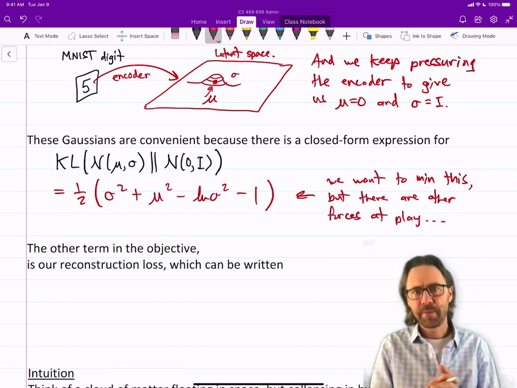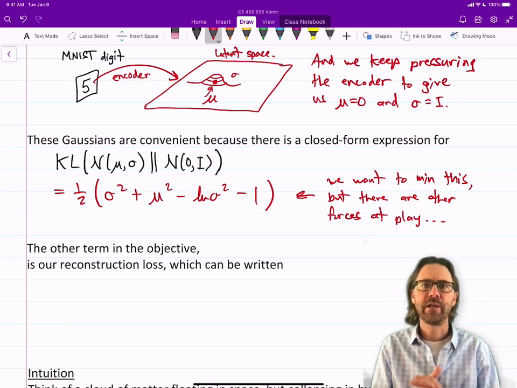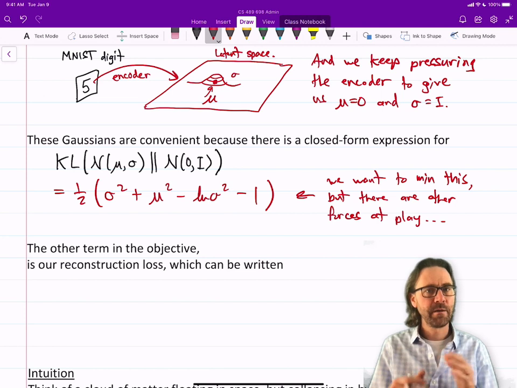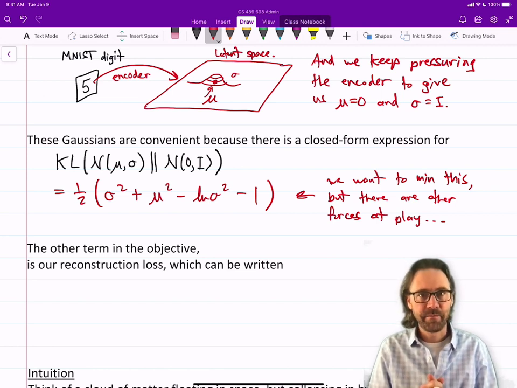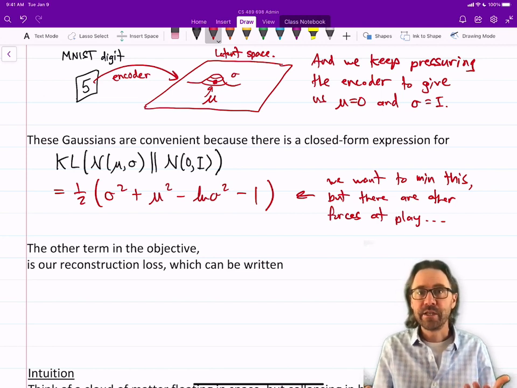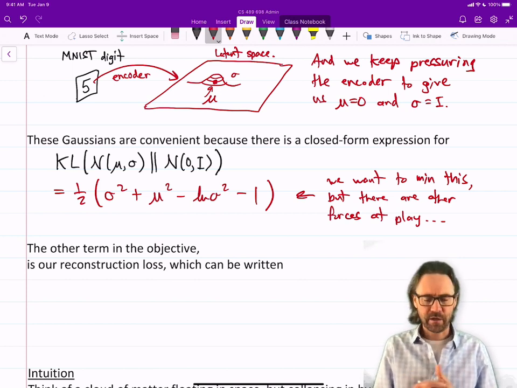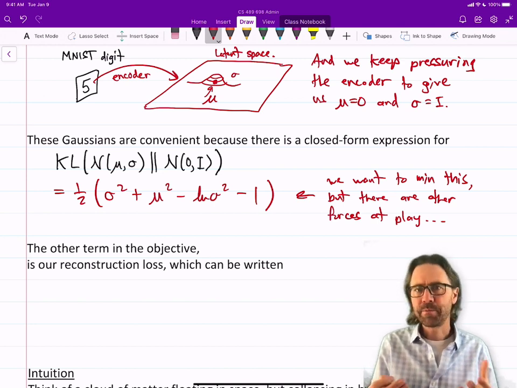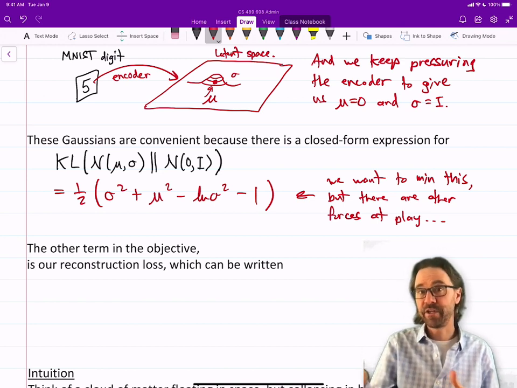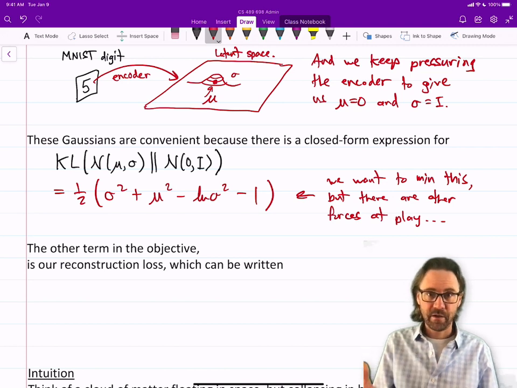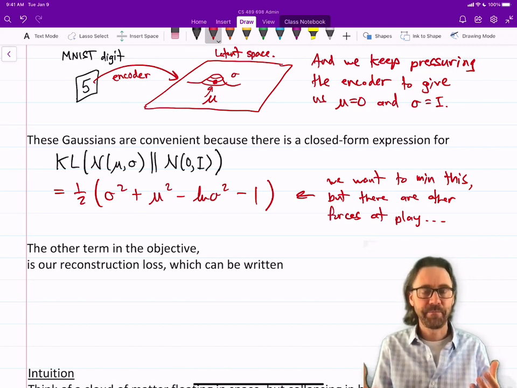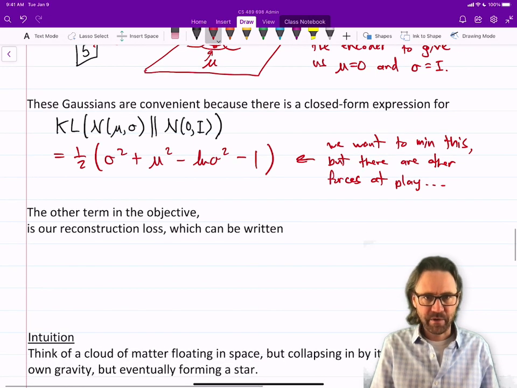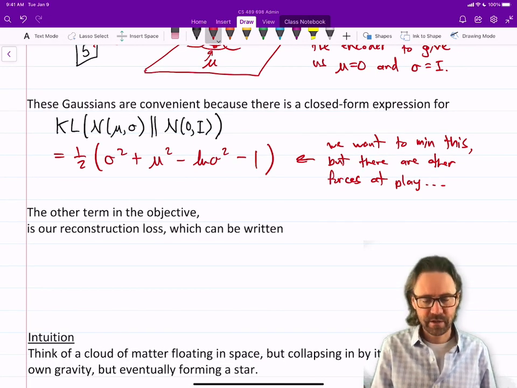Okay, so we want to minimize that KL divergence. We want to push the distribution in our latent space towards the standard normal distribution, but it's not that simple. I mean, that would be pretty easy to do, but we still want our latent space representation to be able to generate different digits. Okay, so there are other forces at play. So we have other things to think about.